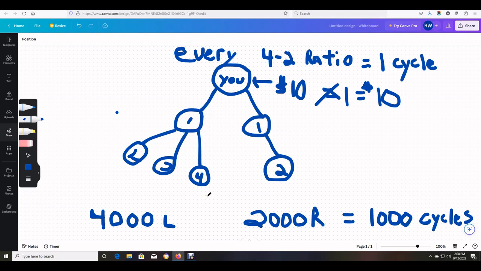So as your team grows and builds over time, let's say you have 4,000 people in your left leg and 2,000 people in your right leg, that would equal 1,000 cycles. And if the payout was $10 per cycle, I'm not saying that's what it is. It's been more than $10 per cycle. It's been less than. But on average, let's just say $10 per cycle, as an example, that would equal $10,000 in the month you would make just on the binary commissions of your team.